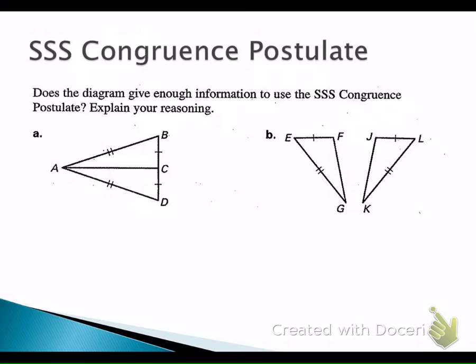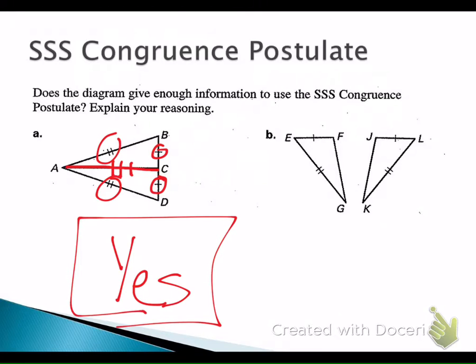So this one says, does the diagram give enough information to use SSS? So basically, do 3 of the sides match from one to the other? So right here, do you see how these 2 match? Okay, so we have 1 side from each. These 2, right? Okay, and then do you see how this segment is actually the same segment in both? So all the sides from one match all the sides from the other. So this would be a yes.